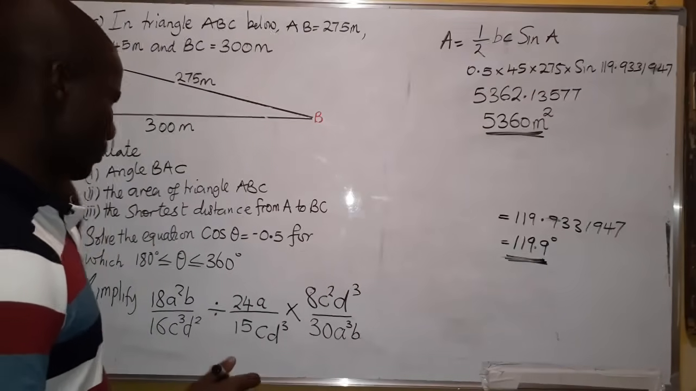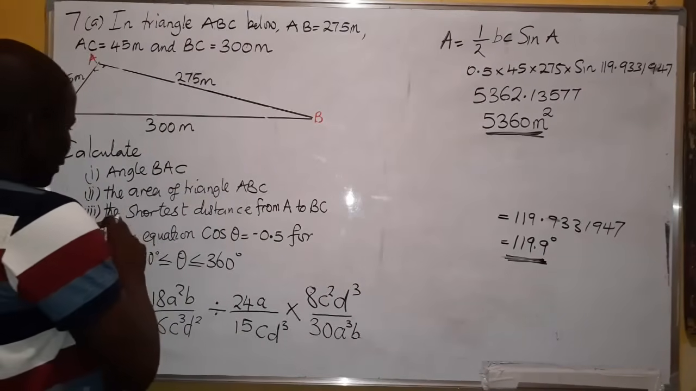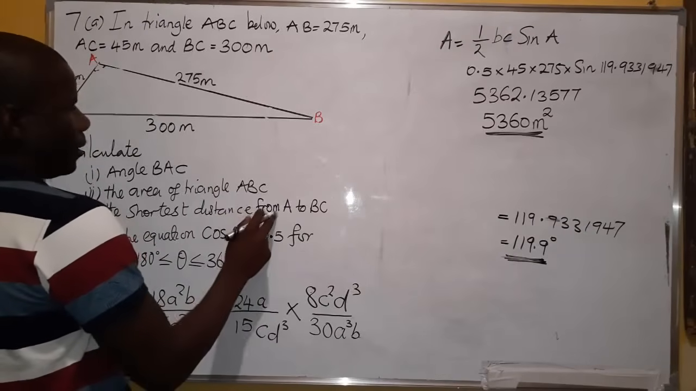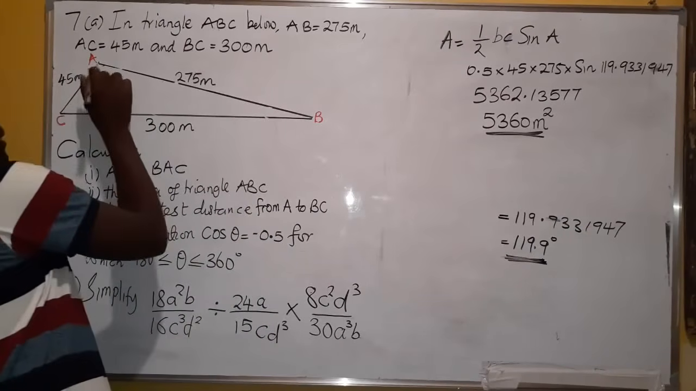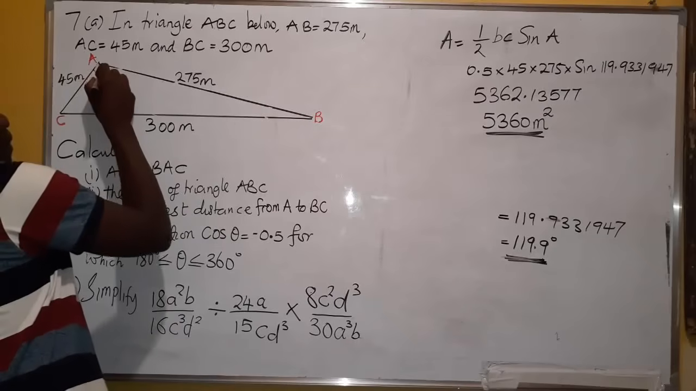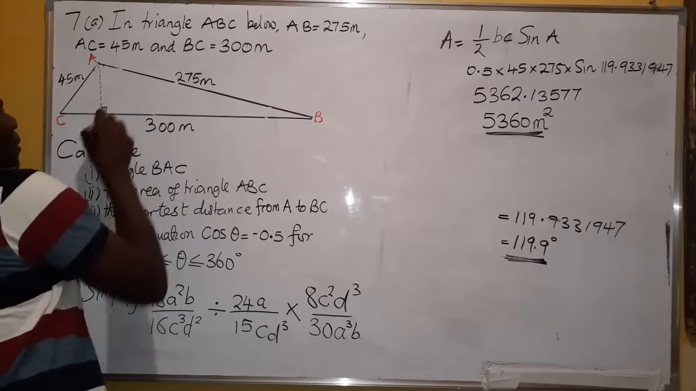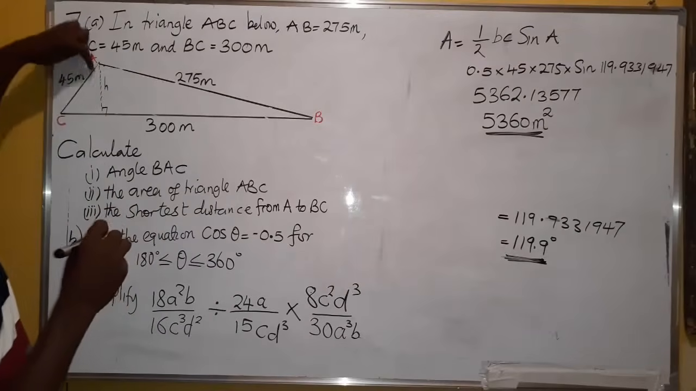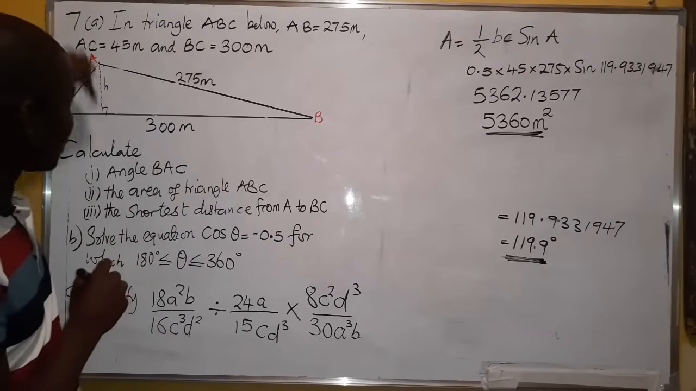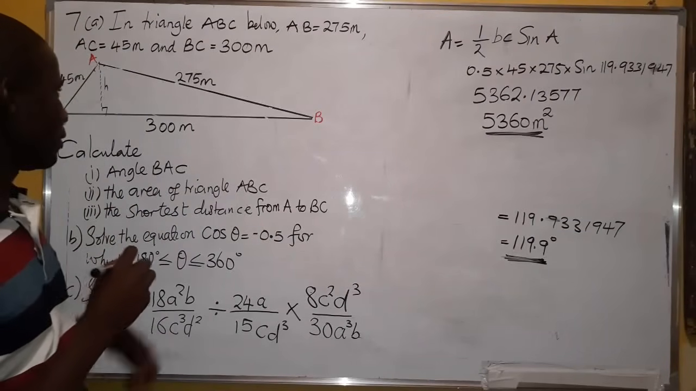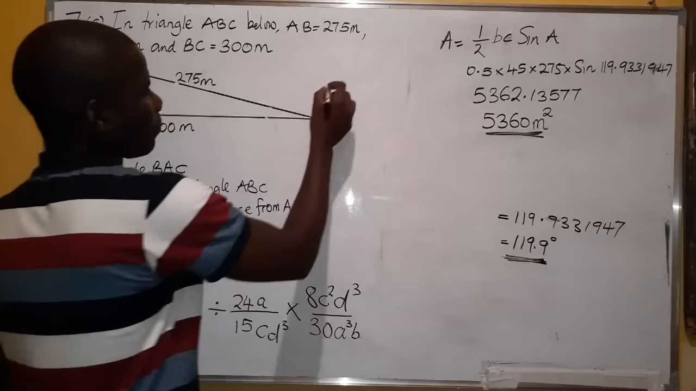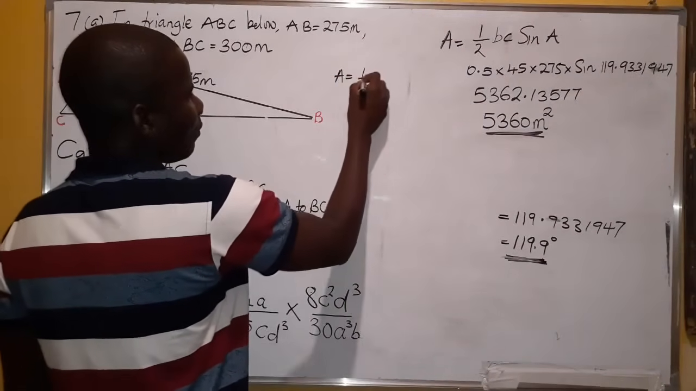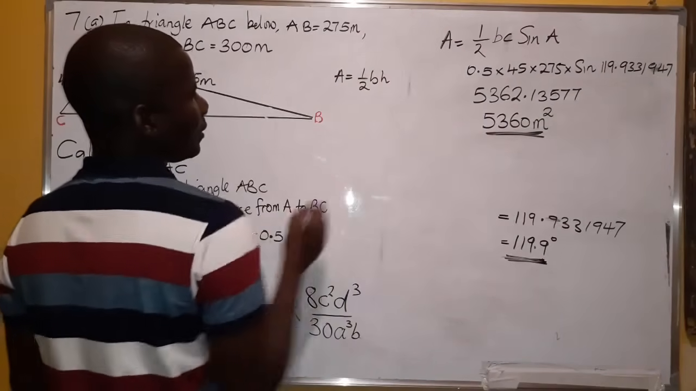Take note of that. Then now we have the shortest distance. We have the shortest distance from A to BC. The shortest distance here, this one. Like this is our H. This is the shortest distance that we want here, which is H. So we know that the formula for area is one half BH, isn't it?